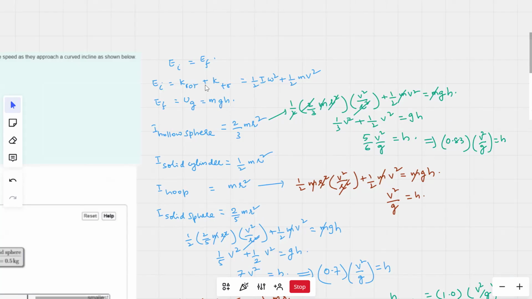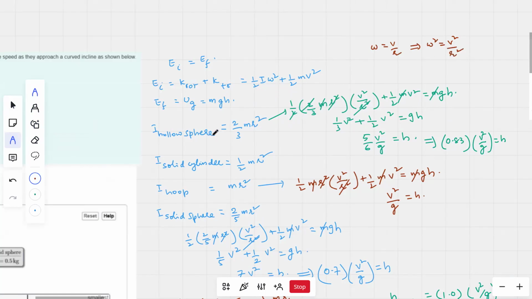So E initial is equal to E final, and half I omega square plus half m v square is equal to mgh. Plug in for each case. Moreover, here we have one more thing: omega is equal to v by r. Therefore, omega square is equal to v square over r square. That we have to input here instead of omega.